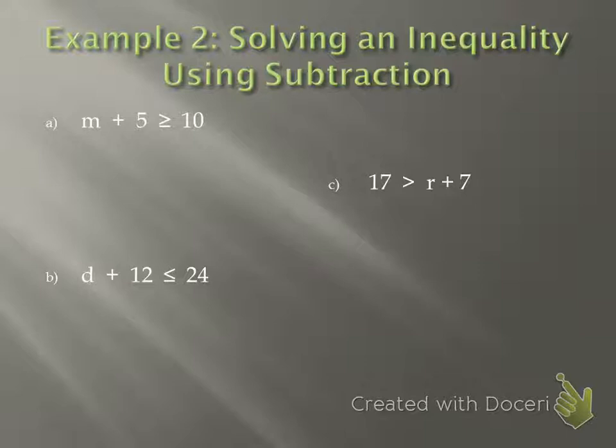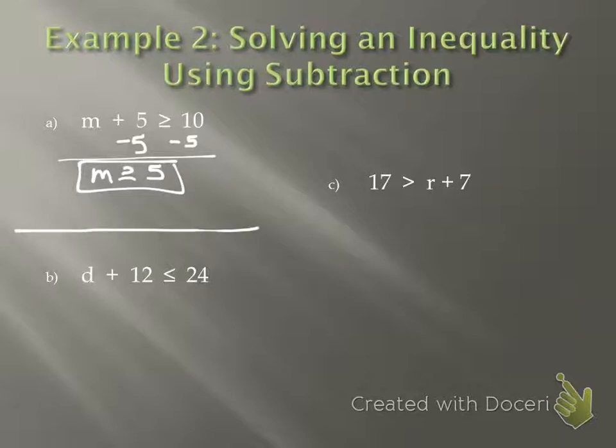Now the good news is, like I said earlier, you're going to solve an inequality the same way that you solve an equation. So how do you get m by itself? Everybody should know this, right, Isaiah? Subtract 5 from both sides. All right, and now m is greater than or equal to what? 5. Okay, that's my solution. That's part of it.